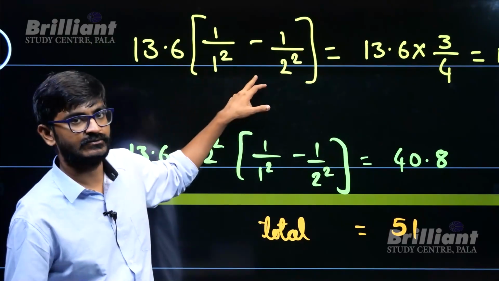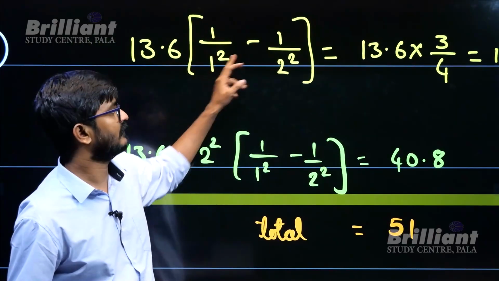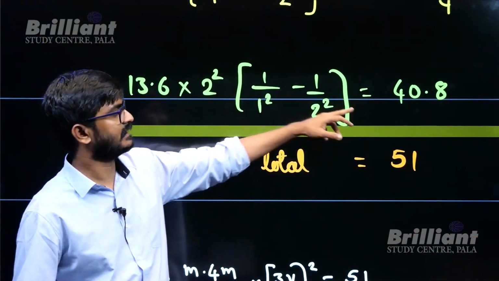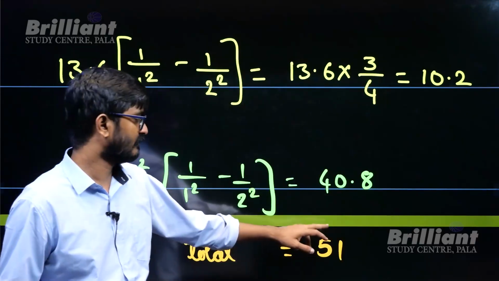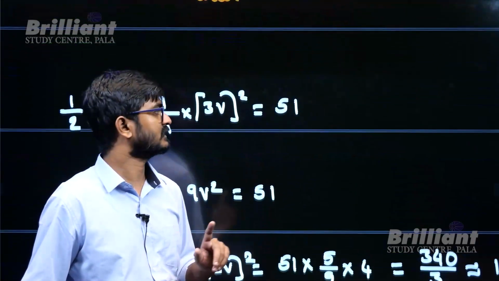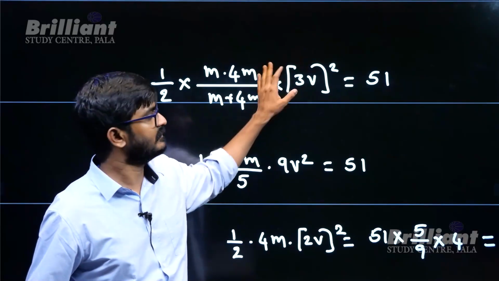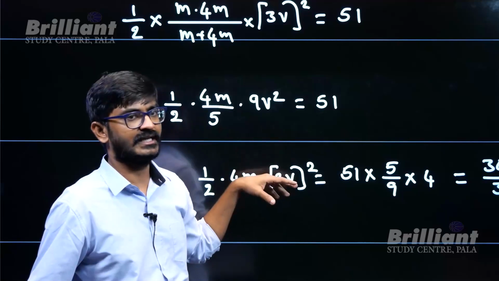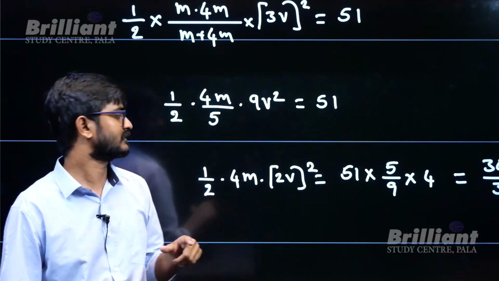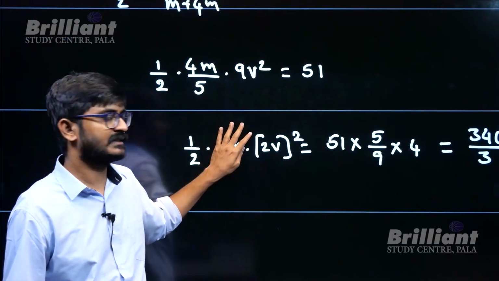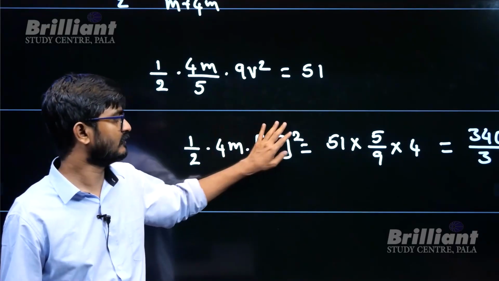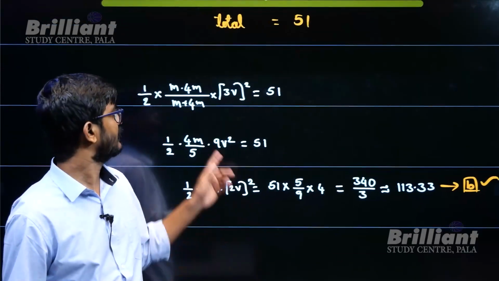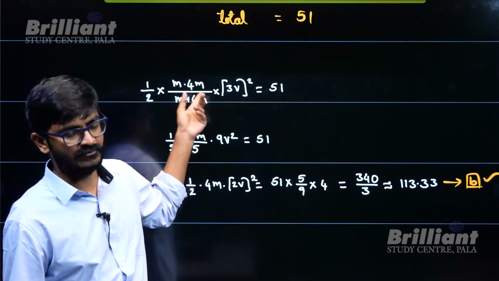So what is the energy needed for the first excited state in hydrogen? 13.6 into 1 by 1 square minus 1 by 2 square. So this is the energy. Now for helium plus, this is the energy. So what is the total? Total is 51. This 51 must come from the loss in kinetic energy. So the loss in kinetic energy must give us that required 51. From here we will get half mv square. But what they asked is the kinetic energy of helium plus, which is half into mass of helium plus into velocity of helium plus square, right? So that value you can get. Here I have taken the mass of hydrogen as m, so the mass of helium will be 4m.